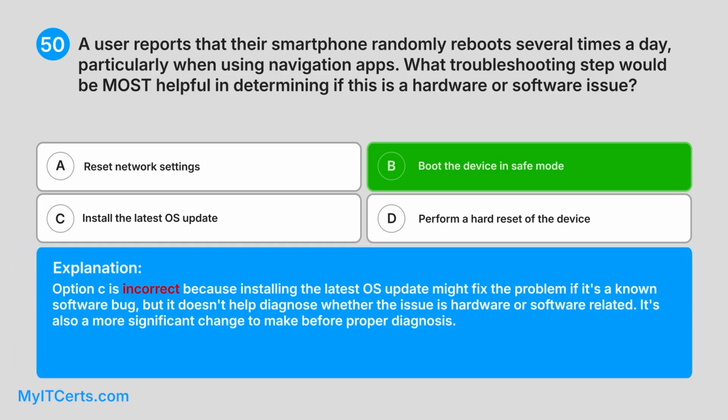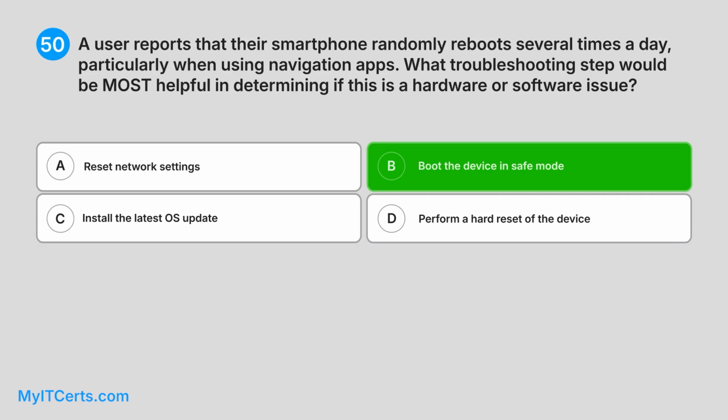Option C, install the latest OS update, is incorrect because installing the latest OS update might fix the problem if it's a known software bug, but it doesn't help diagnose whether the issue is hardware or software related. It's also a more significant change to make before proper diagnosis.